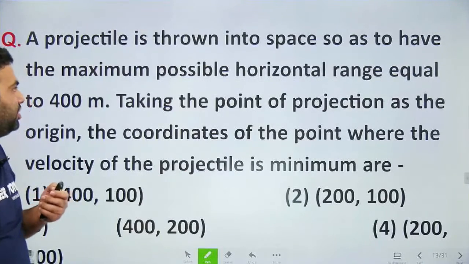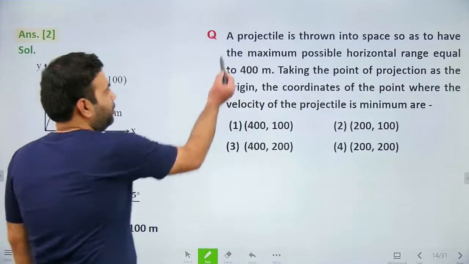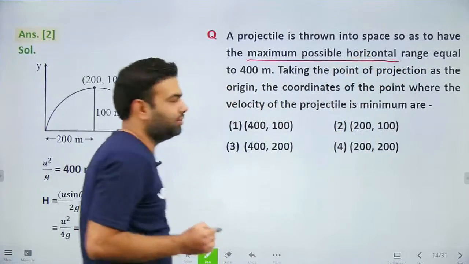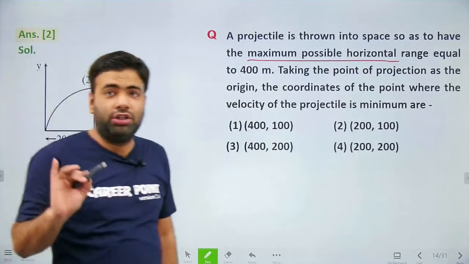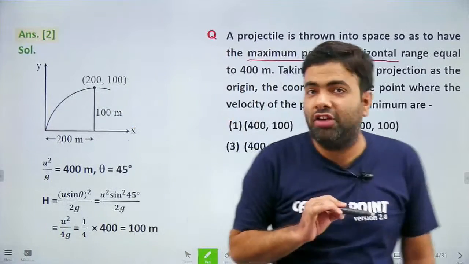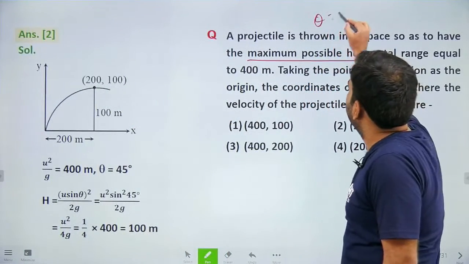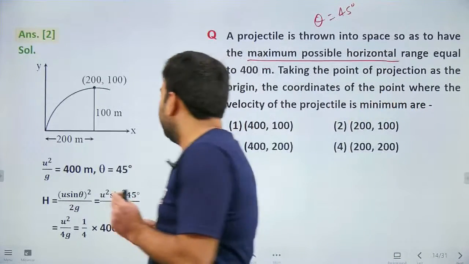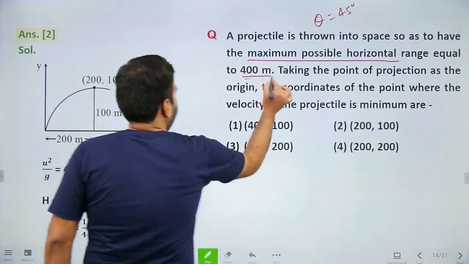So the question is this. A projectile is thrown into space so as to have the maximum possible horizontal range. Now for maximum possible horizontal range, what should be the angle of projection? The angle of projection should be equal to 45 degrees. Now the range is given as 400 meters.